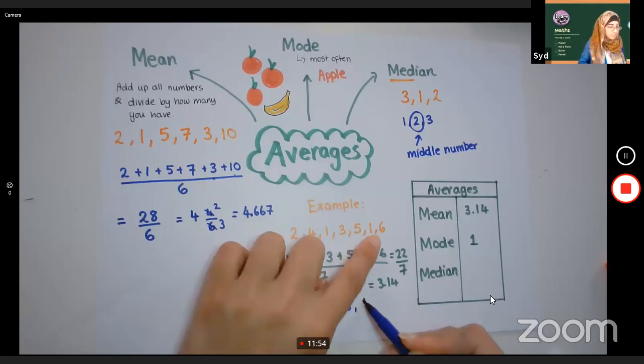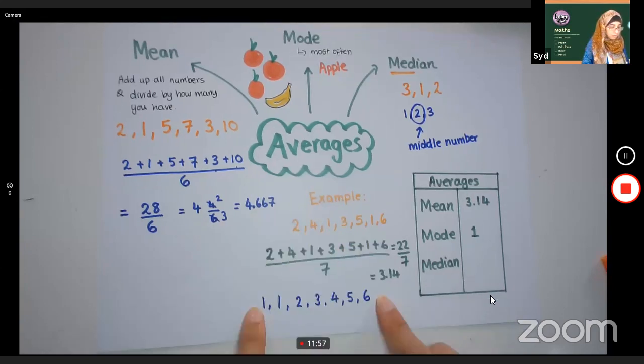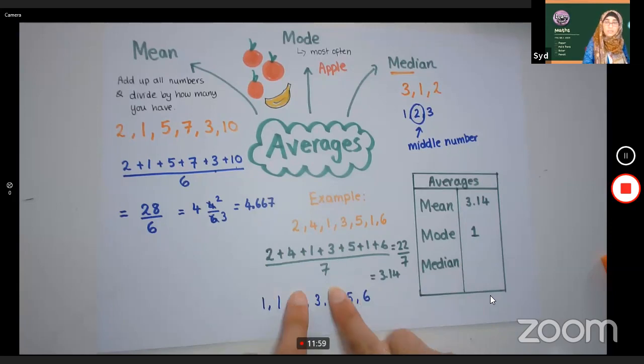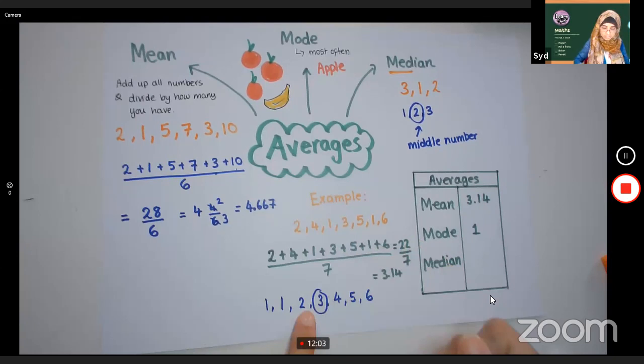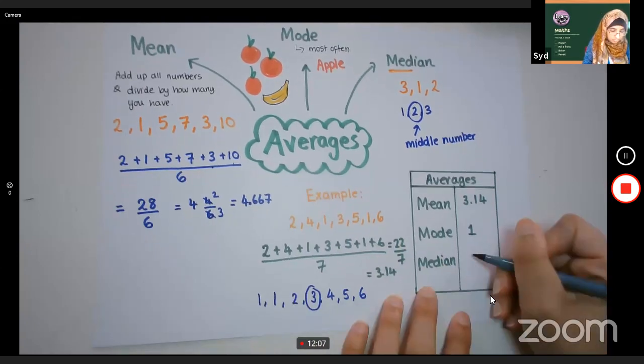Now we have to find the ones in the middle. So this is how we do it. 2, 3. 3 is in the middle there. This is right in the middle. You've got 3 on this side. You've got 3 on that side. So our answer is going to be 3.